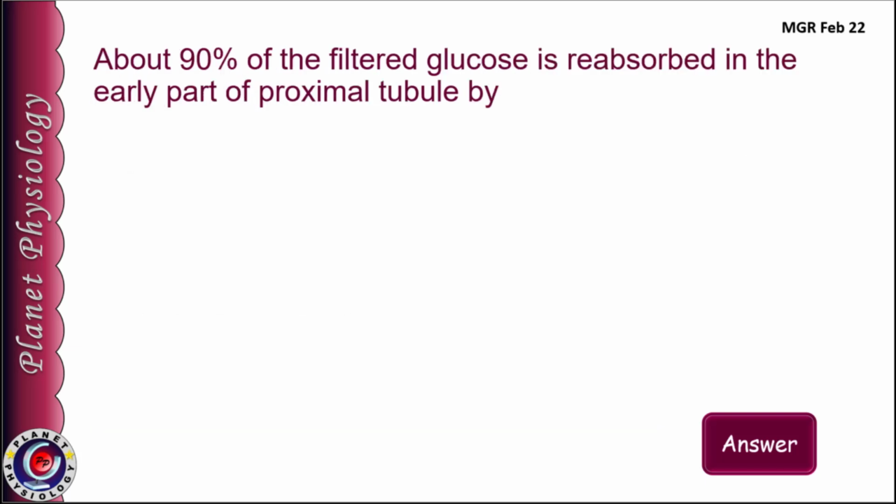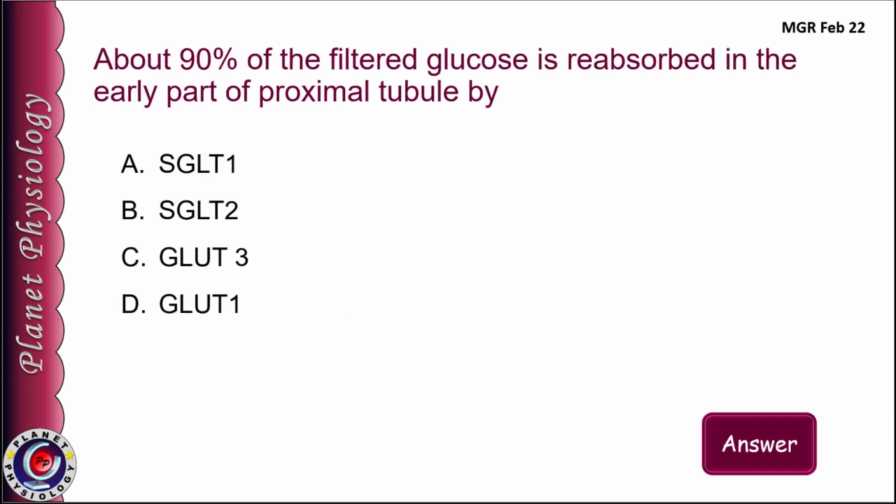Next question. About 90% of filtered glucose is reabsorbed in early part of proximal tubules by A. SGLT1, B. SGLT2, C. GLUT3 and D. GLUT1.